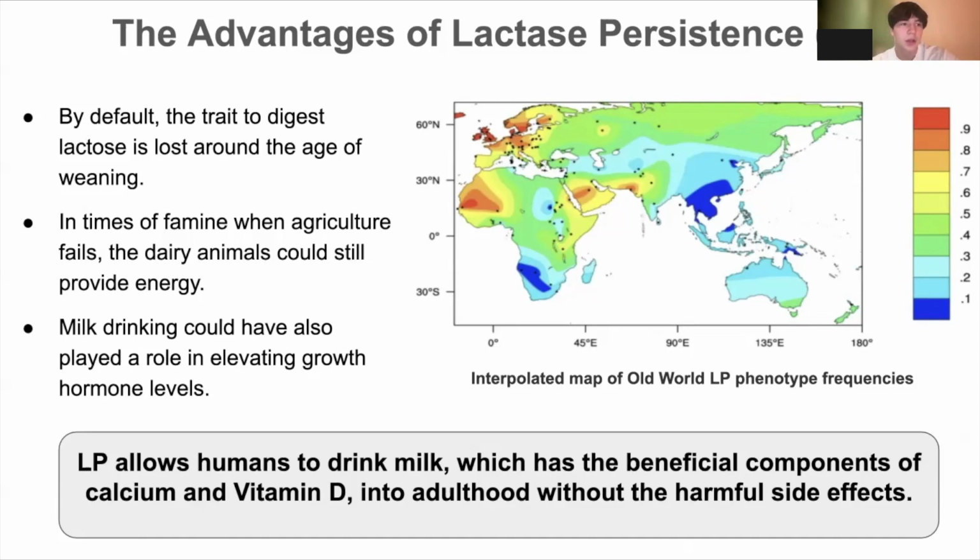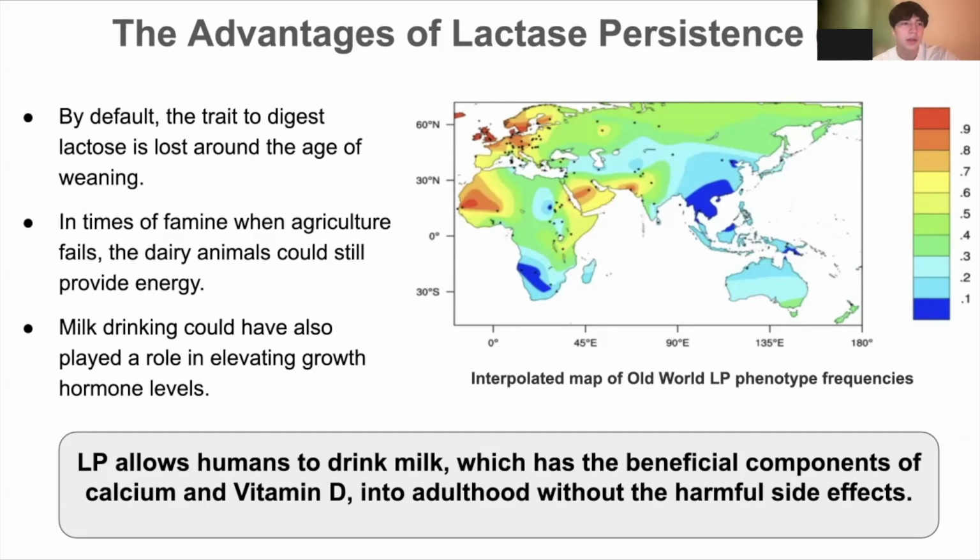Like other mammals, all humans are born with the ability to digest lactose, but by default, this trait is lost around the age of weaning and the lactase is downregulated during childhood. The people in some regions domesticated dairy animals such as cattle, goats, sheep, and camels. Alleles promoting lactase persistence independently evolved around Europe, East Africa, and the Arabian Peninsula within the last 7,000 years. Those who had LP could take advantage of drinking milk into adulthood.